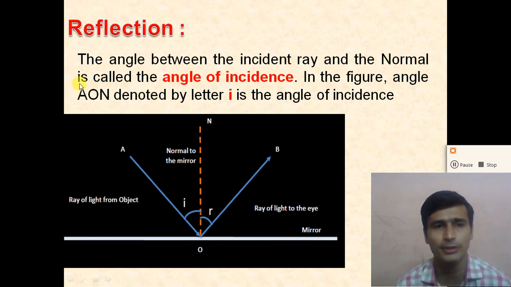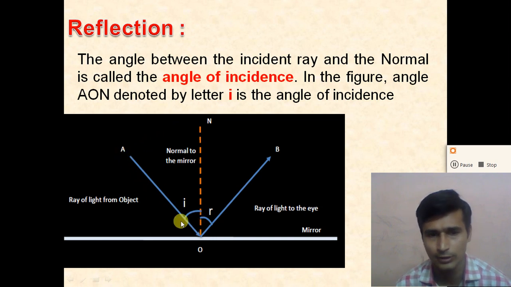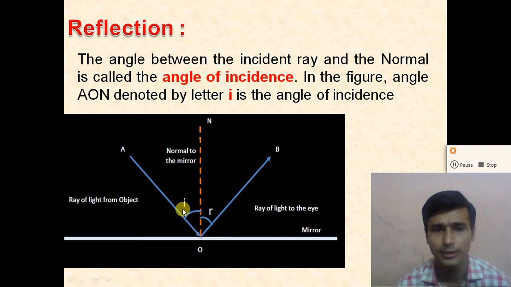The angle between the incident ray and the normal to the surface is called the angle of incidence. In this figure, look at this angle. This ray AO is called the incident ray and this line ON is the normal. So this angle is called the angle of incidence, represented by i. So the angle AON is called the angle of incidence.